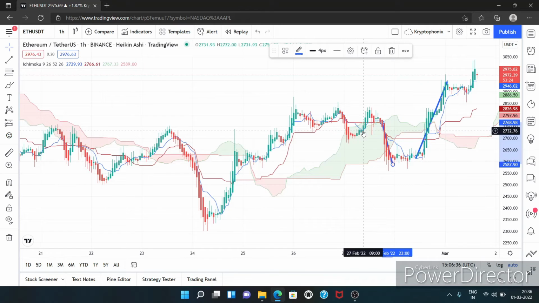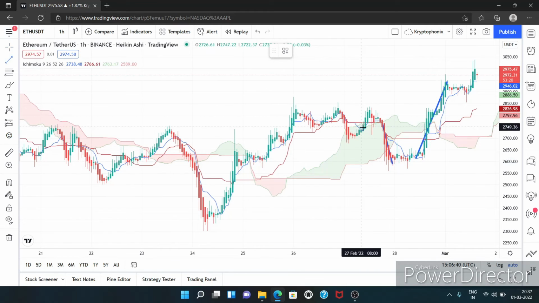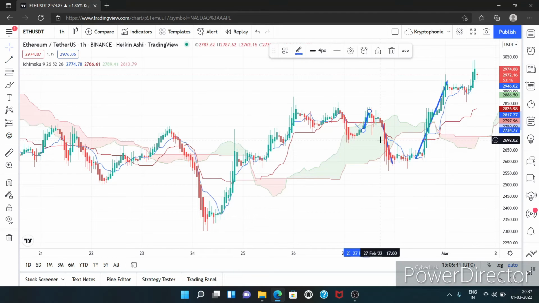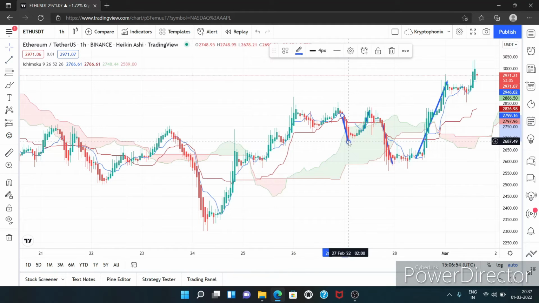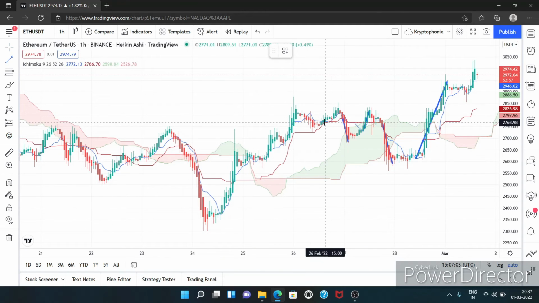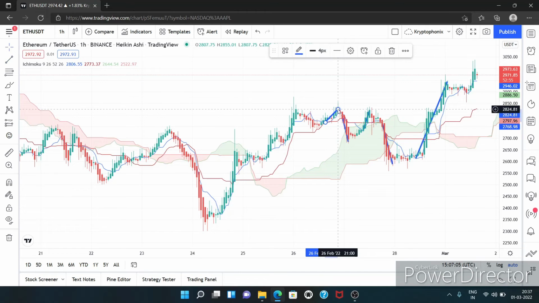This one crossed the blue line, closed above it, signal to buy, result up move. Right in front of us, this one, closing below the blue line, signal to sell, result down move. This one right in front of us, closing above the blue line, signal to buy, result was an up move.